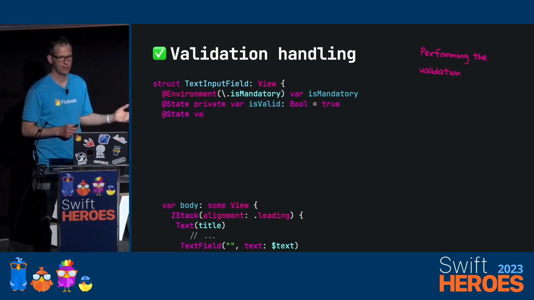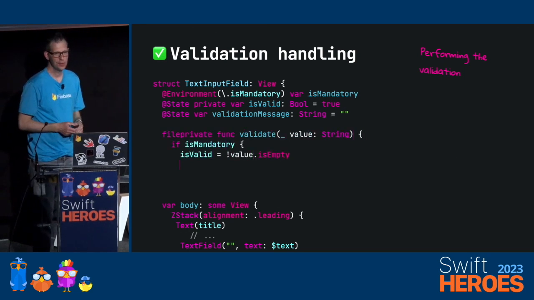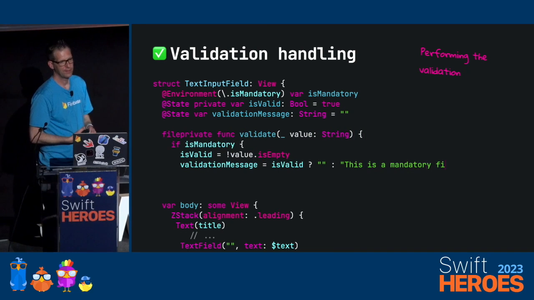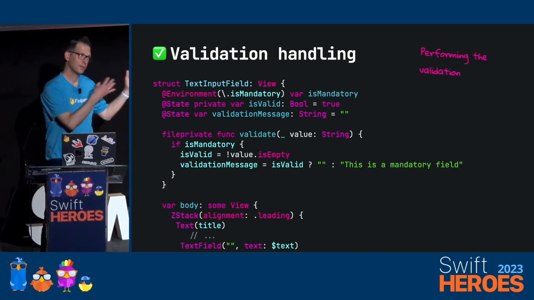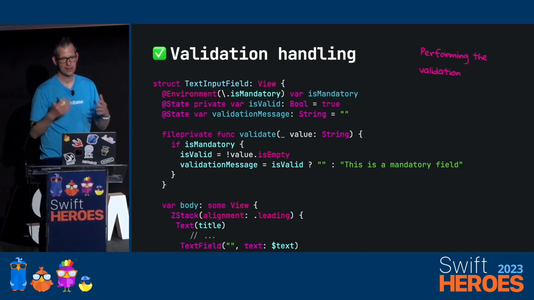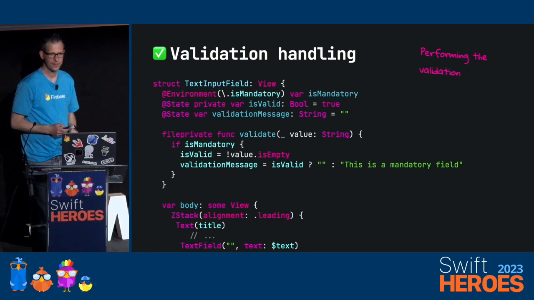And this is how we perform the validation. So this is the business logic that goes into our view. So we'll say if the value is not empty, then it's not valid. And then we'll display a validation message or not.